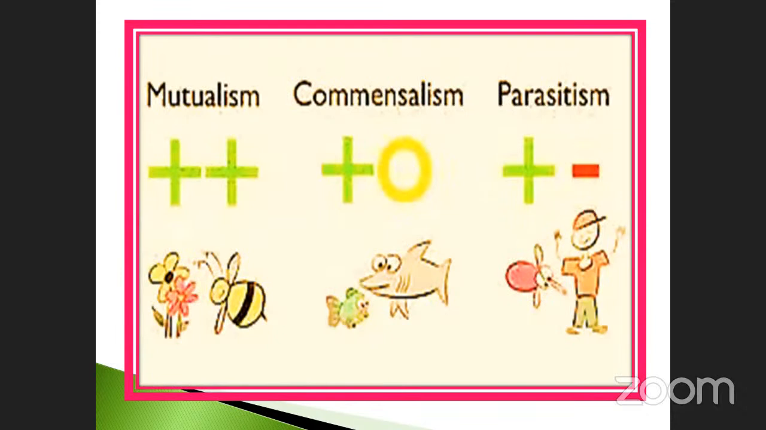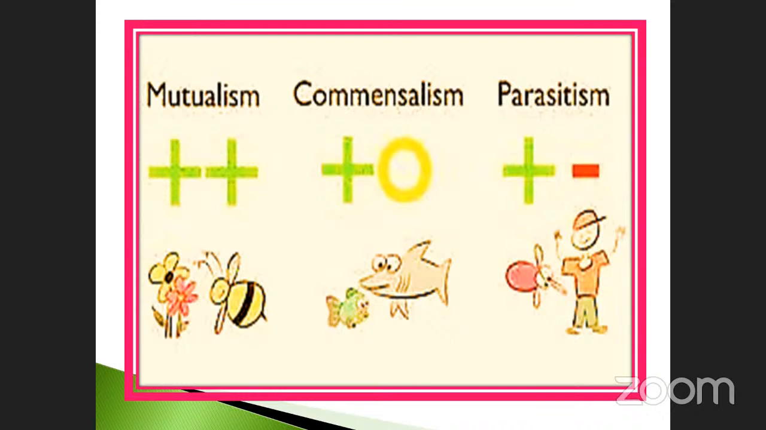See here, mutualism, both are beneficial. How you know? The flower is there. Okay, honeybee is also there. Honeybee collecting the nectar from the flower, so beneficial for honey. At the same time, what happened over? The pollen transformation, otherwise called as pollination, also occurs. So both are beneficial. That is called as mutualism.